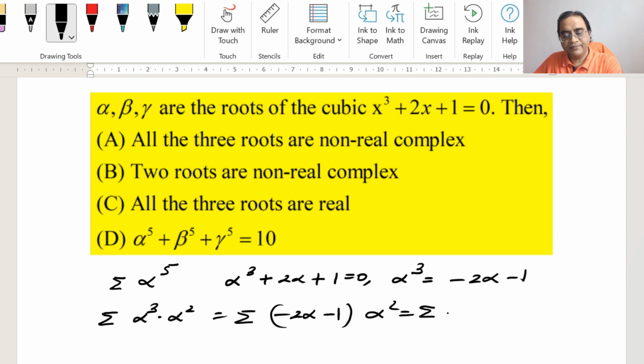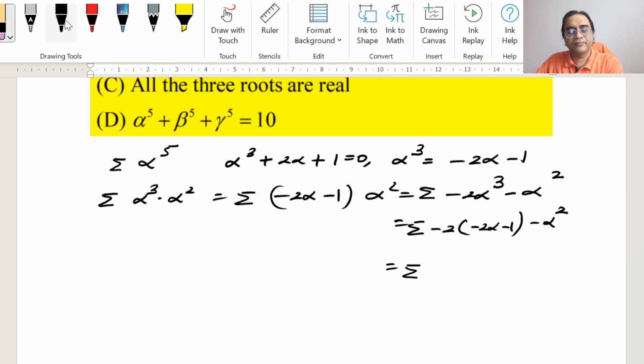So we have sigma minus 2 alpha cube minus alpha square. Now alpha cube is minus 2 alpha minus 1. So we have sigma minus alpha square plus 4 alpha plus 2.